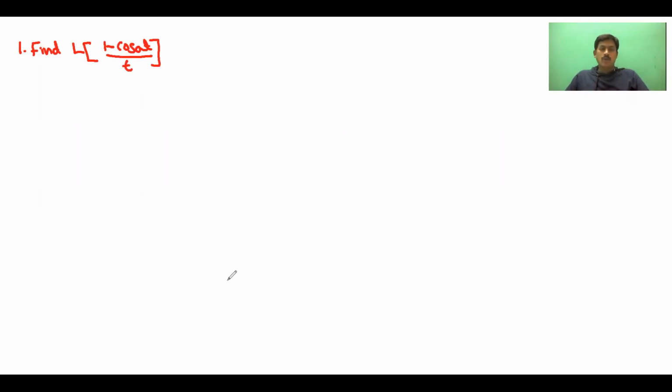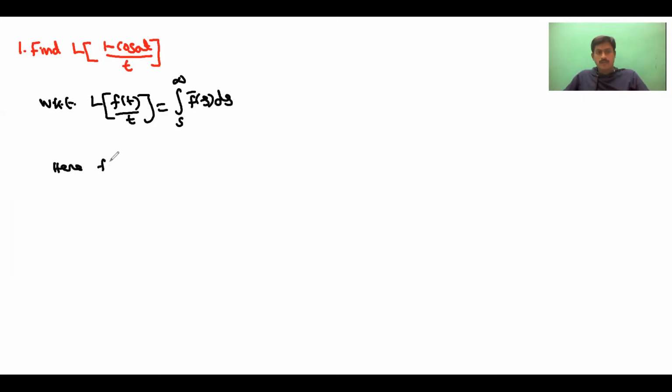Find L of (1 minus cos at) by t. If you observe the problem, it is in the form of f of t by t. We know that L of f of t by t equals the integral from s to infinity of f bar of s ds. Here our f of t is 1 minus cos at.